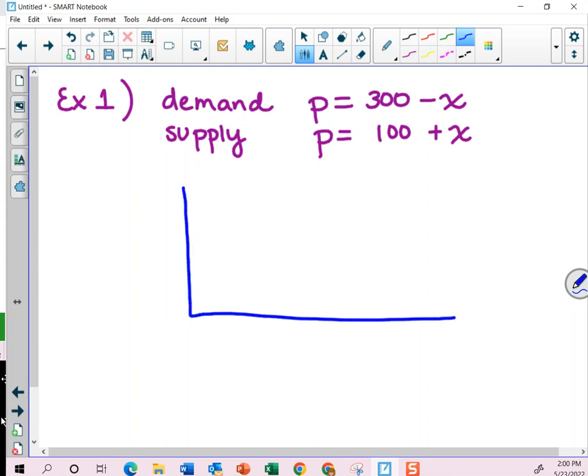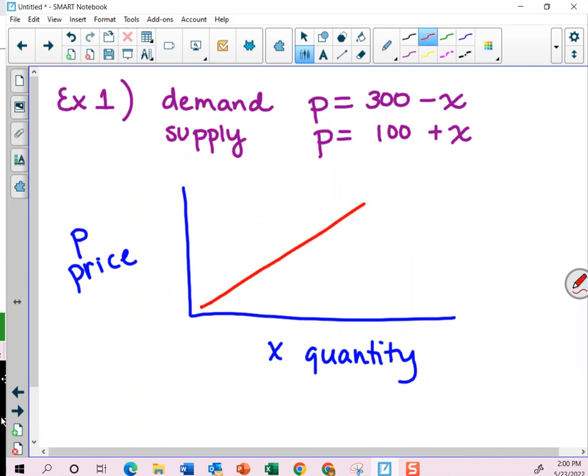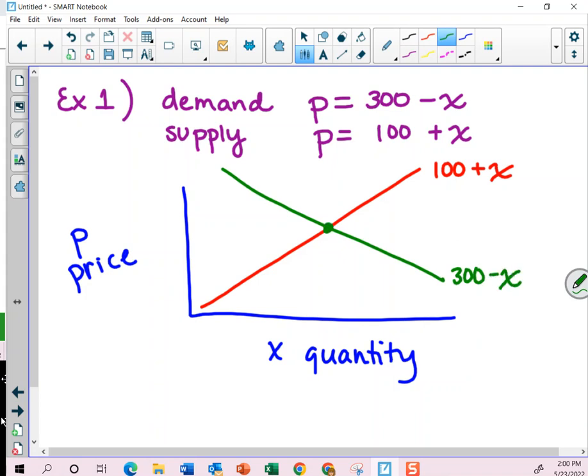So my quantity is graphed relative to my price. Supply curves have positive slopes. Demand curves have negative slopes. And the first thing we need is the equilibrium point.